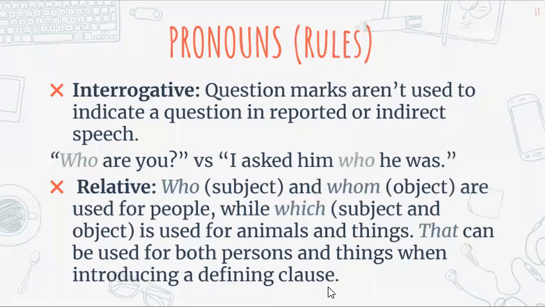In relative pronouns, who, which is used in the subject case, and whom, which is used in the object case, are used for people, while which, subject and object, is used for animals and things. That can be used for both persons and things when introducing a defining clause. Who, whom, which, and that also cause a lot of problems during the exam and just generally. We as Caribbean people don't really use whom as much, so it's almost an unfamiliar subject.